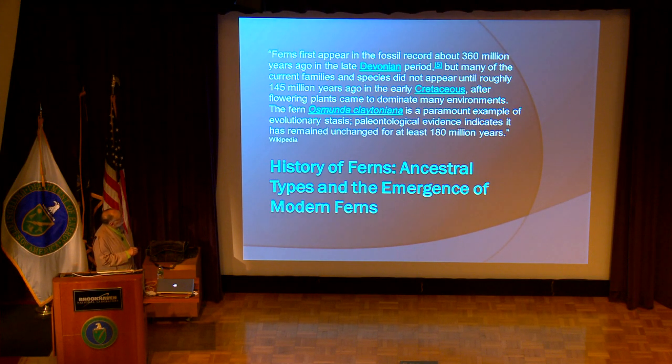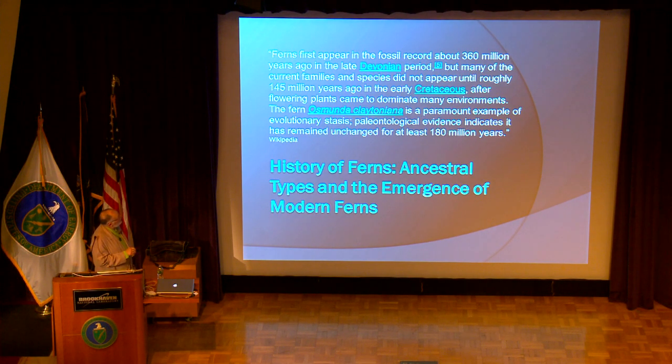Ferns first appear in the fossil record about 360 million years ago in the late Devonian, but many of the current families and species did not appear until roughly 145 million years ago in the early Cretaceous, after flowering plants came to dominate many environments. The fern Osmunda claytoniana, the interrupted fern I showed you, is a paramount example of evolutionary stasis. Paleontological evidence indicates it's remained unchanged for 180 million years. Got to show a little respect for these ferns now. They've been around a long time.